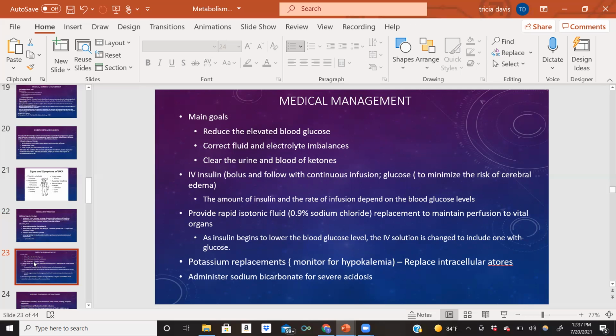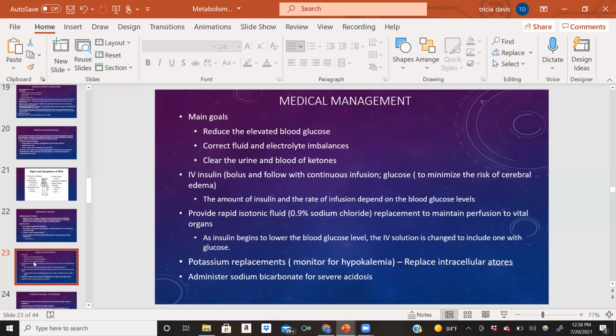We also will give insulin, but then we will give a continuous infusion of some type of fluid with some glucose in it because we don't want to cause cerebral edema. We want to provide rapid isotonic fluid, 0.9 sodium chloride replacement to maintain perfusion to all of our vital organs. As our insulin begins to lower the blood glucose level, the IV solution is changed to one with a small amount of glucose. We're going to give potassium replacements.